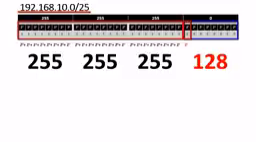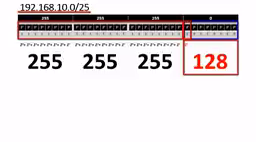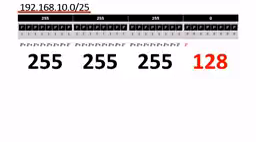This number came from the network bit which we borrowed from the host. As you can see, the value of that particular network bit is 2 to the power 7. Once you calculate 2 to the power 7, the total you get is 128. So for that reason the new subnet mask of this address is 255.255.255.128.